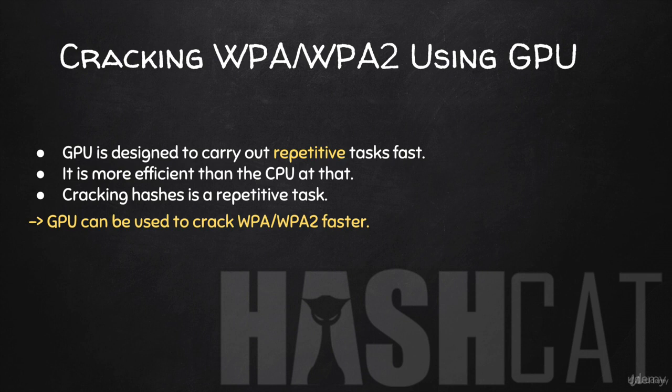And because GPUs are optimized to carry out repetitive tasks very quickly, they're actually more efficient than CPUs when it comes to cracking. So, if you have a good graphics card, you can use that graphics card or GPU in the cracking process instead of the CPU, and that way you'll be able to go through the word list and carry out the cracking process much faster than if you would do it with the CPU. And that's the main goal of this lecture. I want to show you how to use the GPU in the cracking process instead of the CPU, and we'll see how fast that is compared to the speed that we were getting with the CPU.